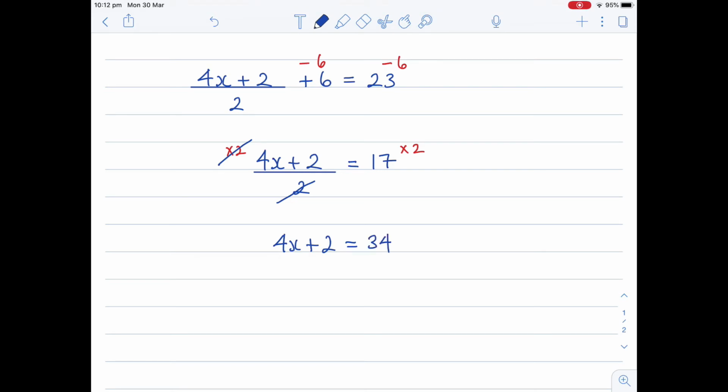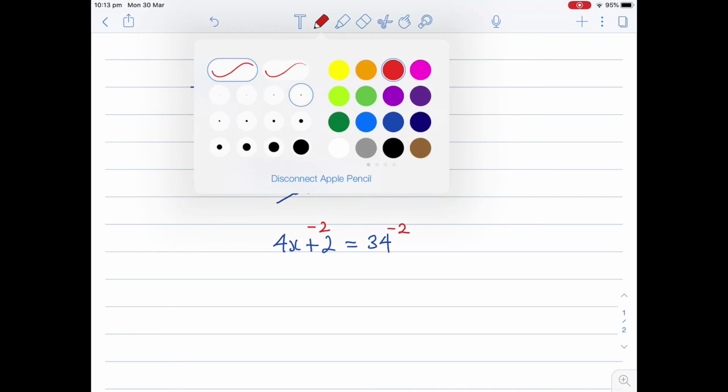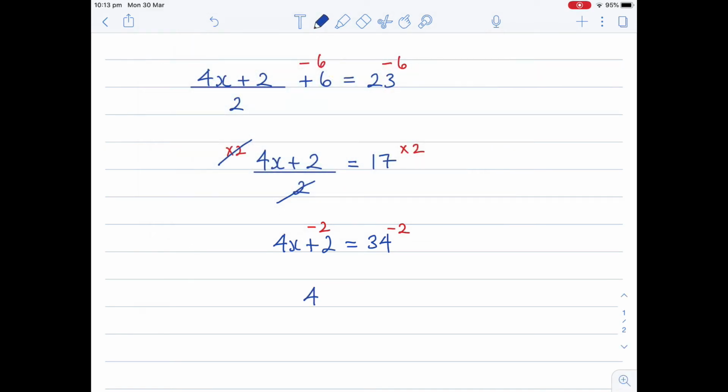Now, the next friend I'm getting rid of is this plus 2. Remember, we're keeping this 4 to the very end because that's the closest friend. And to eliminate that plus 2, we need to subtract 2 from both sides. Now, that will leave me with 4x on the left-hand side. The 2's will cancel. And that is equal to 32.